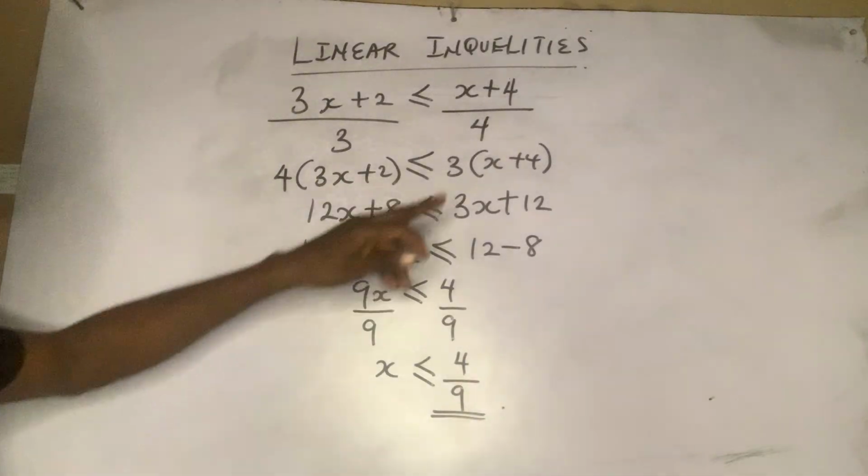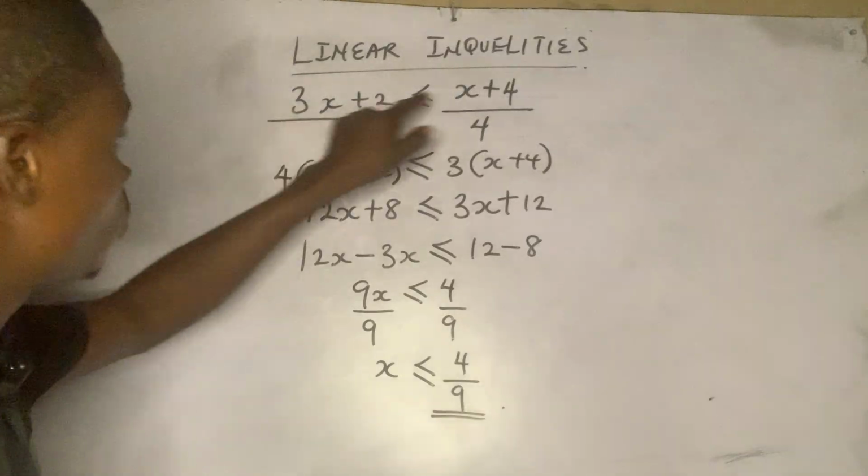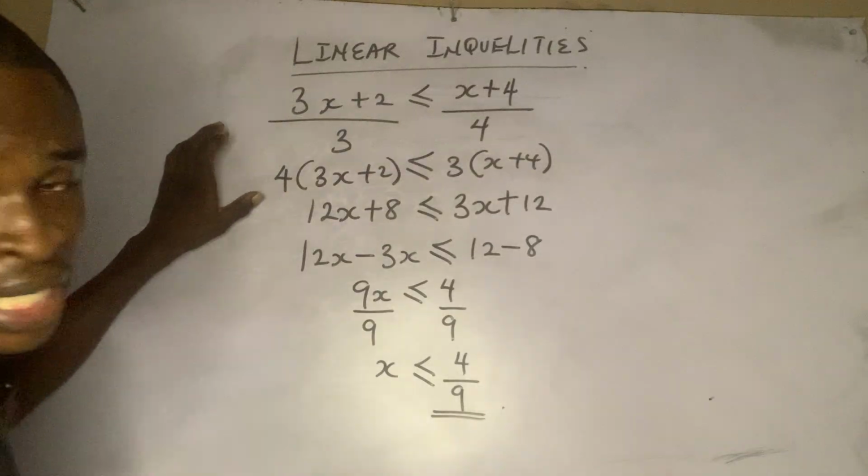Let me explain it again. You use this one to multiply this and use this one to multiply this. So that is what I did. Then I started opening the brackets.